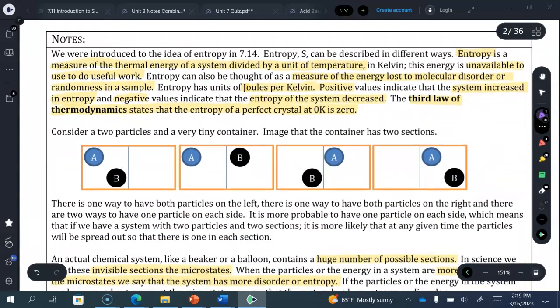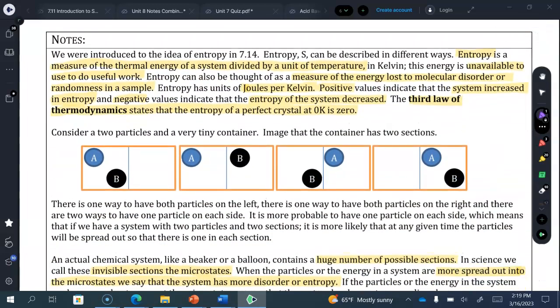So we were introduced to the idea of entropy in 7.14. Entropy, S, can be described in different ways. Entropy is a measure of the thermal energy of a system divided by a unit of temperature, which is in Kelvin. This energy is unavailable to do useful work. Entropy can also be thought of as a measure of the energy lost to the molecular disorder or randomness in a sample. Entropy has units of joules per Kelvin.